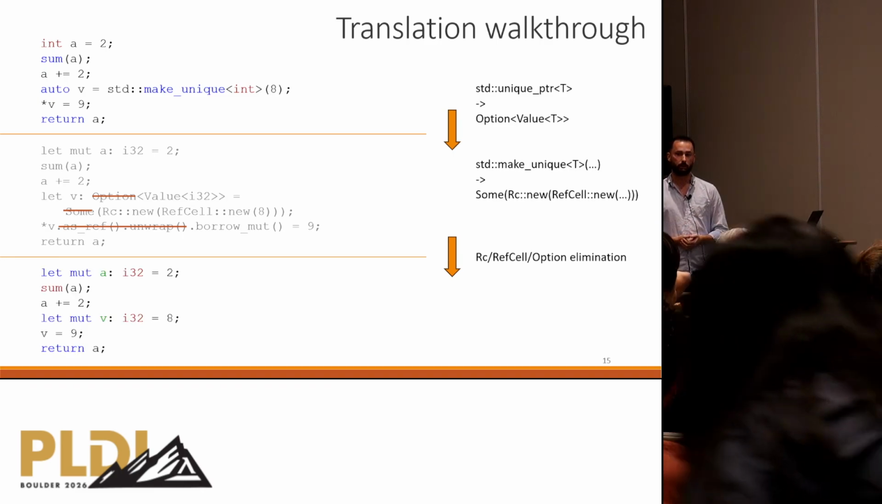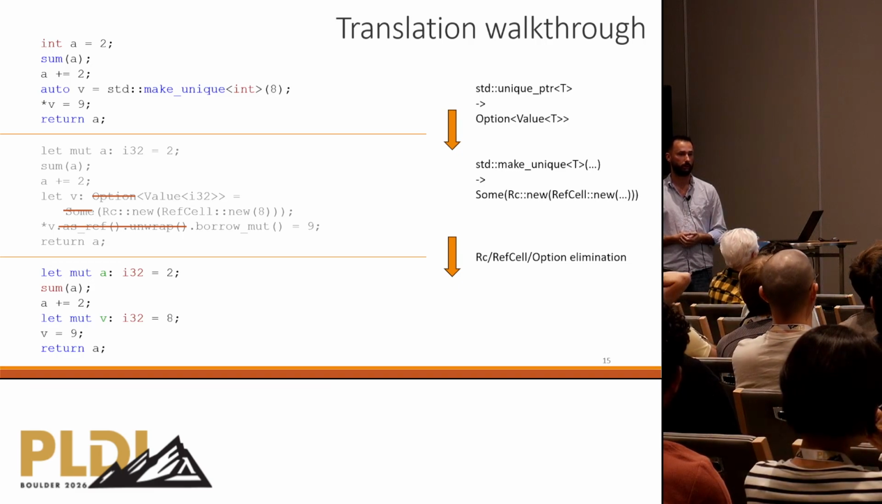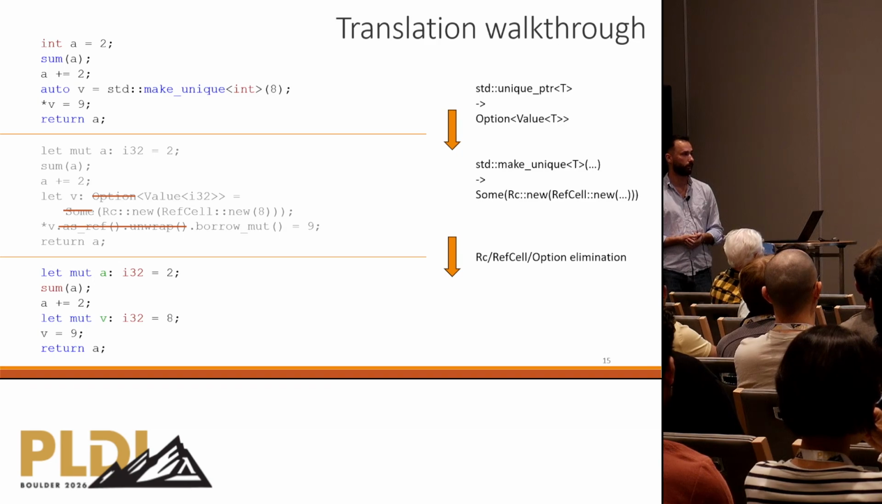And this is the final generated Rust code. It's safe, it's fast, and it's definitely more idiomatic. What you would expect from a good translator.